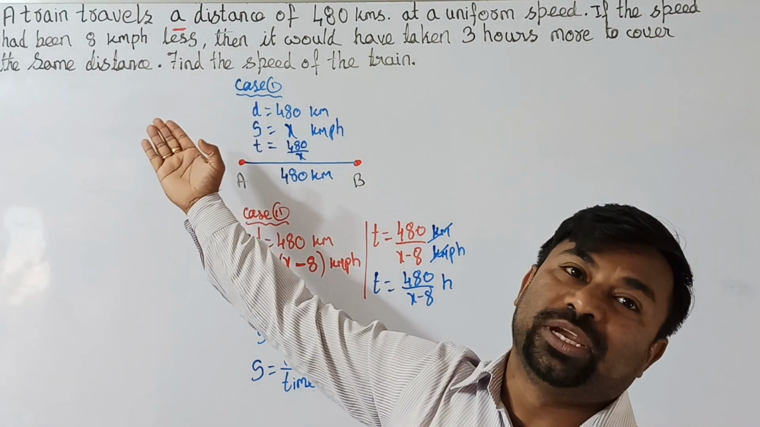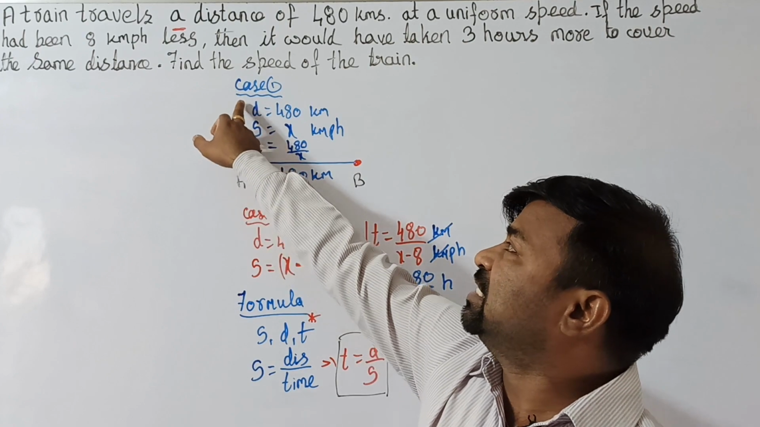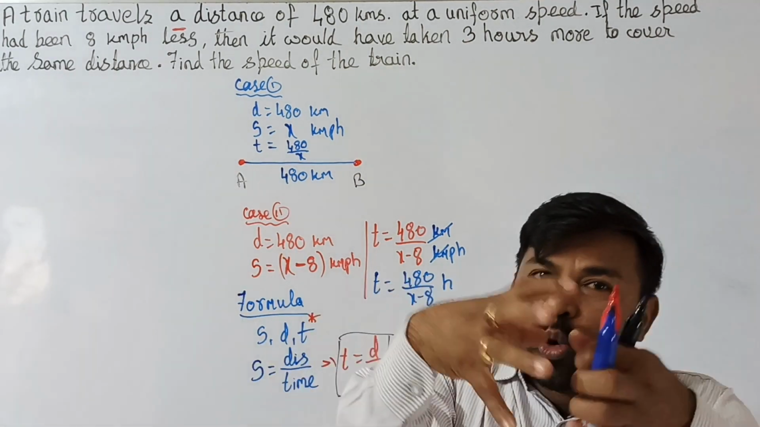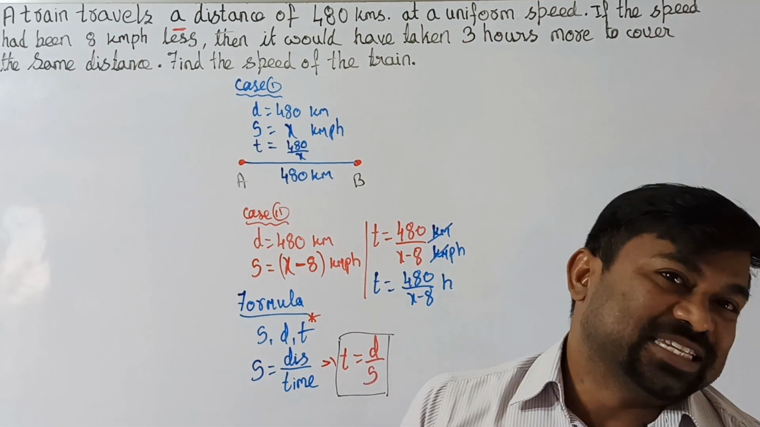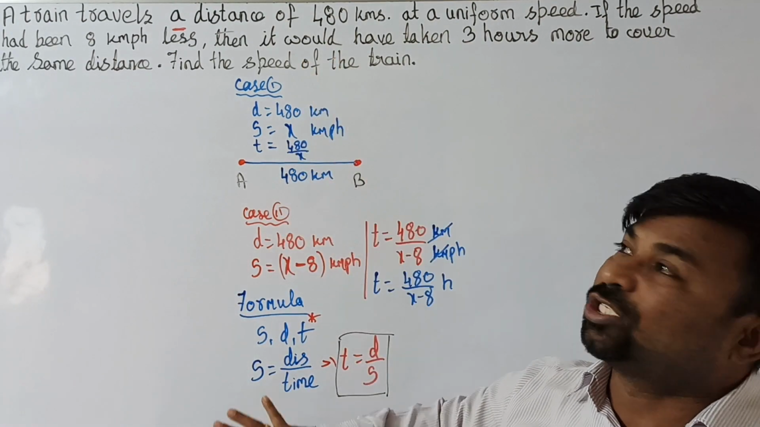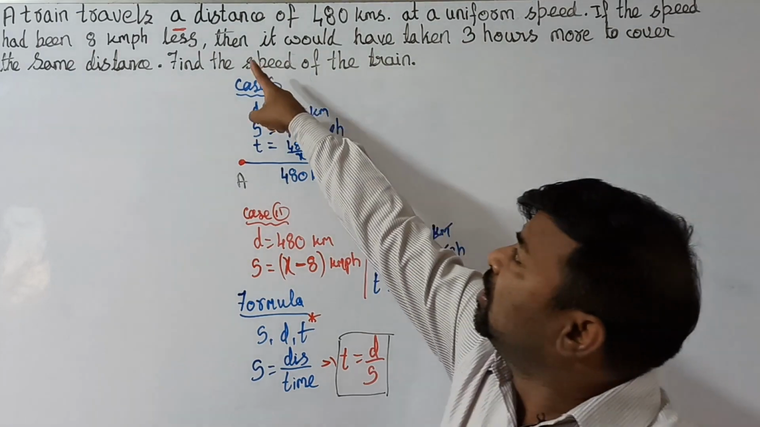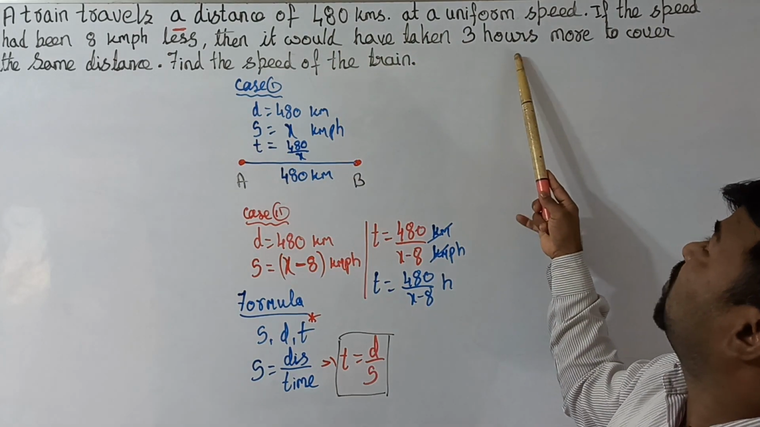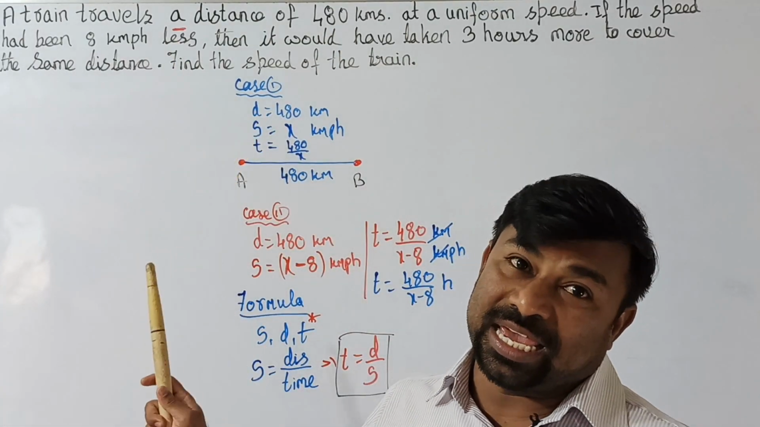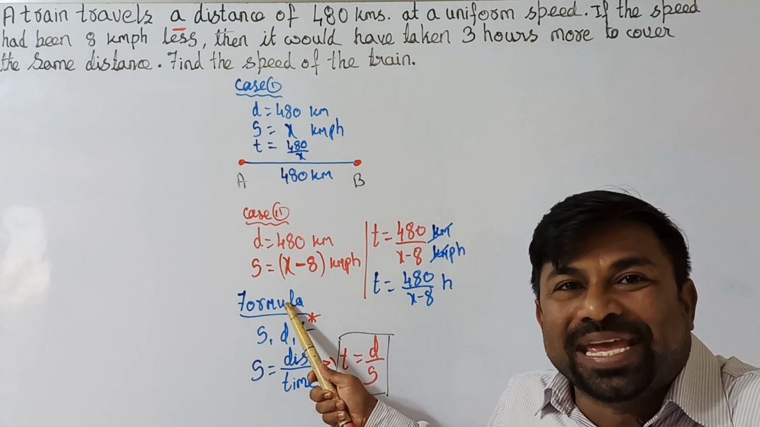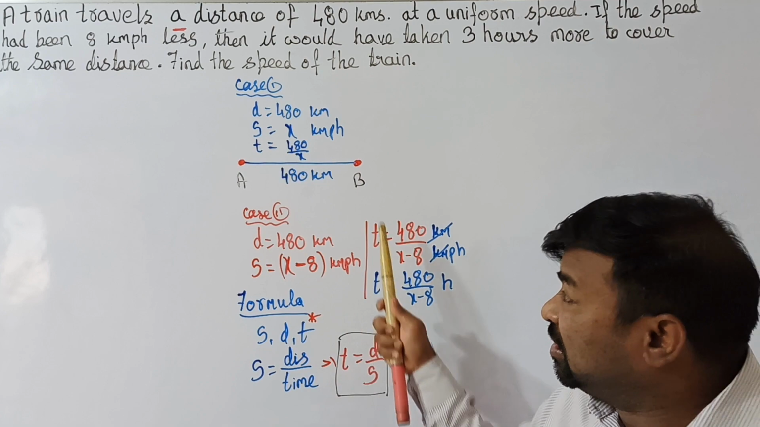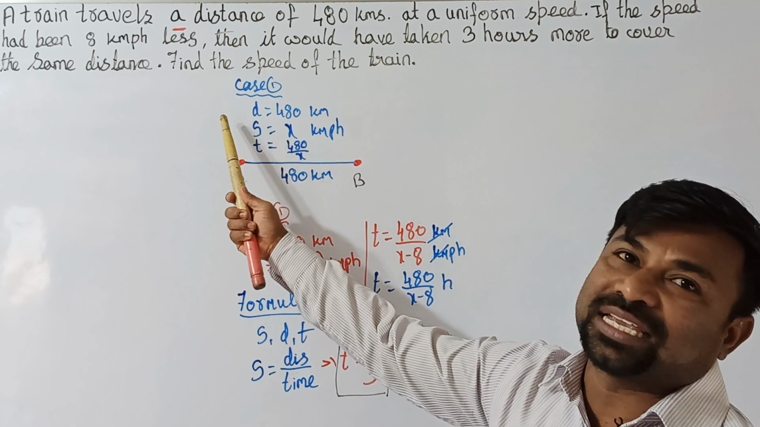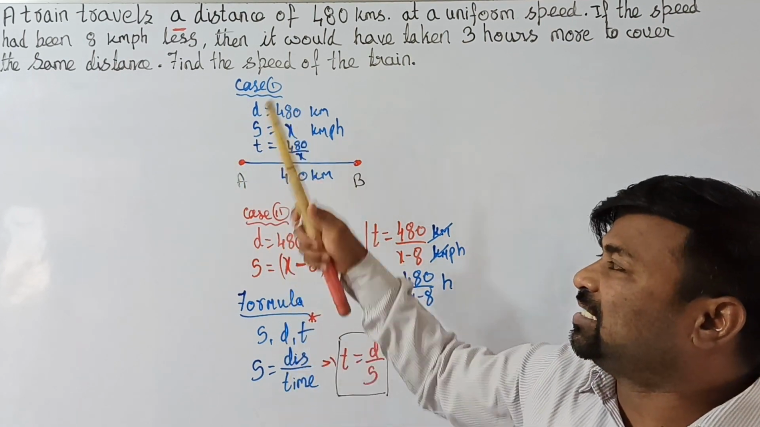So here we have all three variables: in case 1, speed, distance and time, and in the second case also speed, distance and time. Now, how is the time difference related between case 1 and case 2? What he says is, if the speed has been reduced, it would have taken 3 hours more to cover the same distance. When the speed is decreased, the second case takes 3 more hours than case 1. That is the relation he has given.